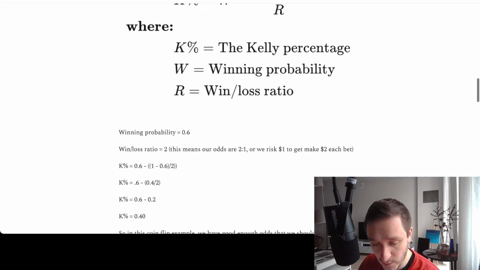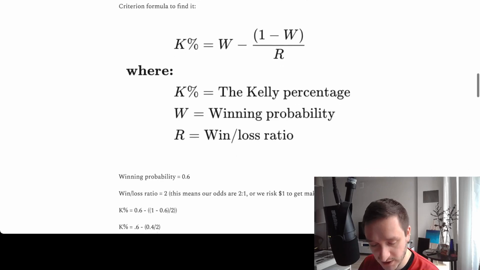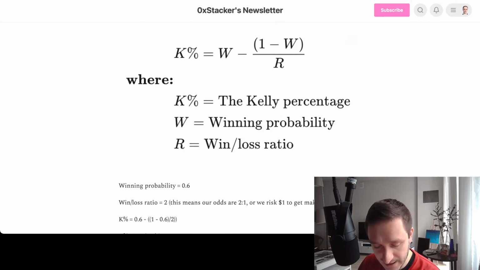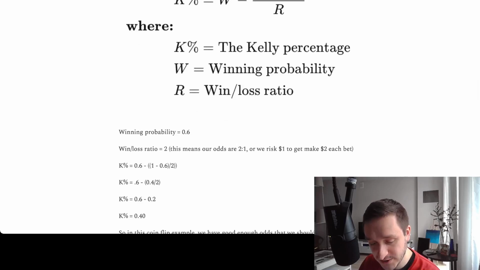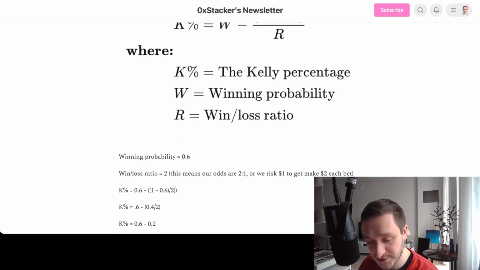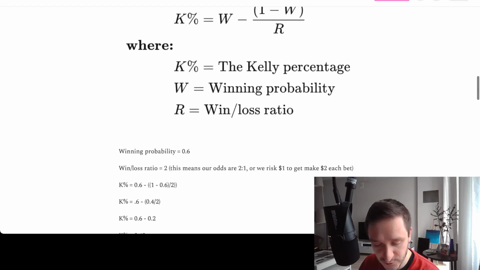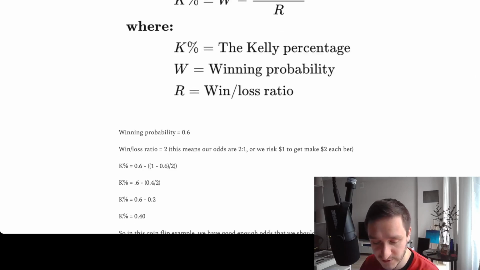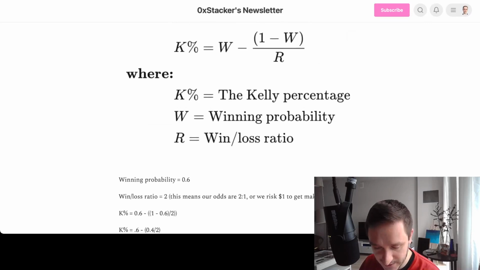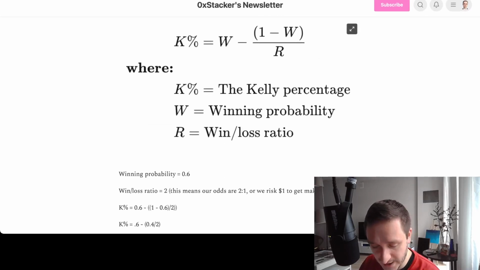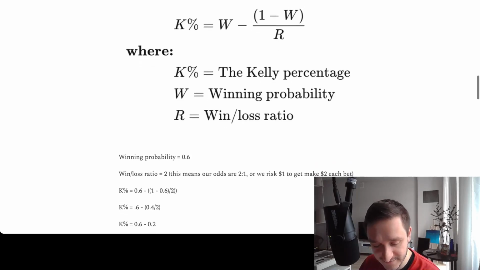So going with this formula here, the winning probability is the chance of winning. In our case, it's 60%, so 0.6. The win-lose ratio means how much you win versus how much you're going to lose. And because you're doing 2x, so you risk $1 to make $2 back, or 0, you basically have a win-loss ratio of 2. And then you start to compute. So you have 0.6, you put that inside, then in the brackets you have 1 minus 0.6 divided by 2.